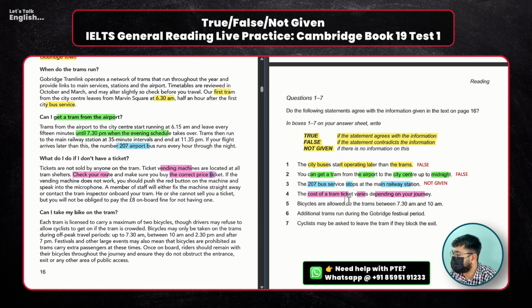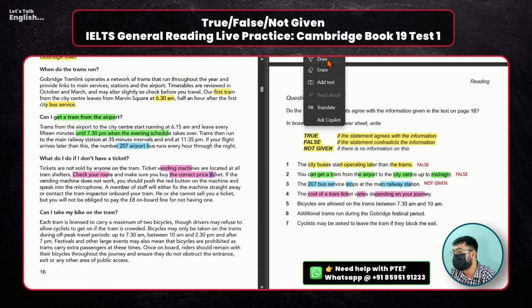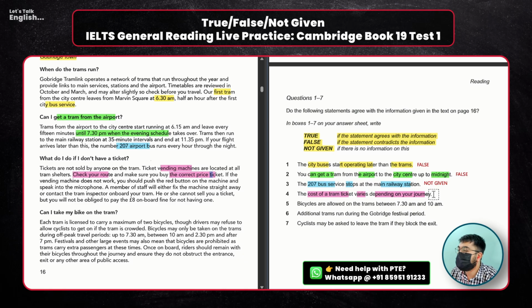नहीं, बात तो कर रहा है. Because question number four technically means कि जो आपका ट्रेन टिकट है उसका कॉस्ट वेरी करेगा डिपेंडिंग अपॉन योर जर्नी. और यहाँ पे ये कह रहा है प्लीज चेक योर रूट एंड मेक श्योर यू बाय द करेक्ट प्राइस टिकट. तो हाँ, आपकी टिकट का जो करेक्ट प्राइस है विल डिपेंड अपॉन योर रूट. तो ऑल्दो टेक्निकली इट्स नॉट गिवन directly, but it is saying the same thing, so therefore it's true, right?